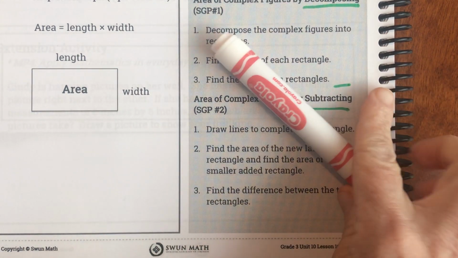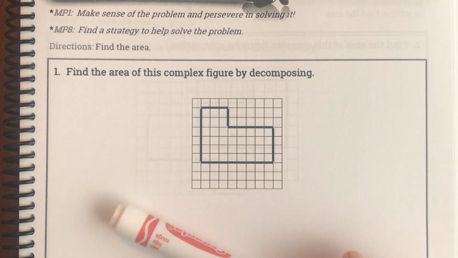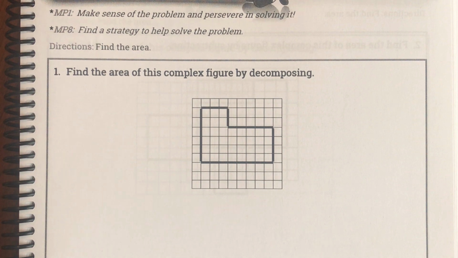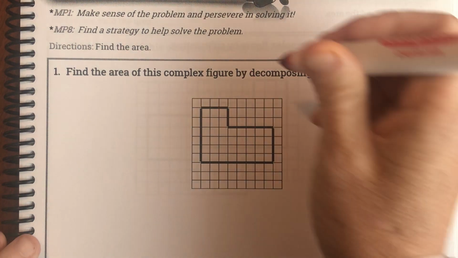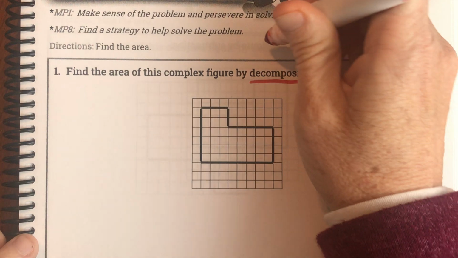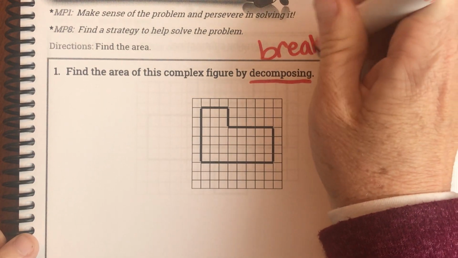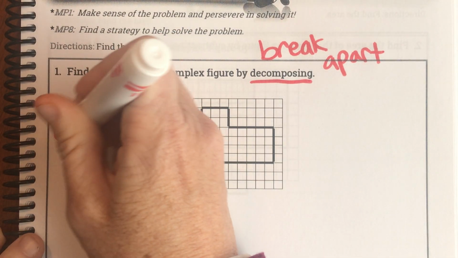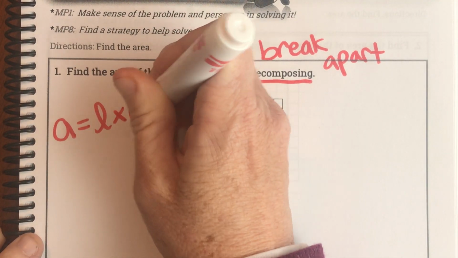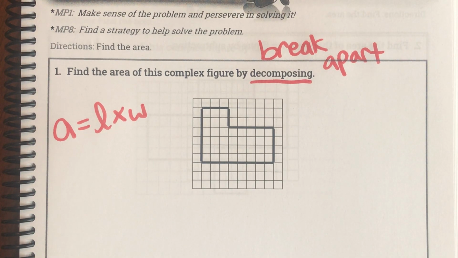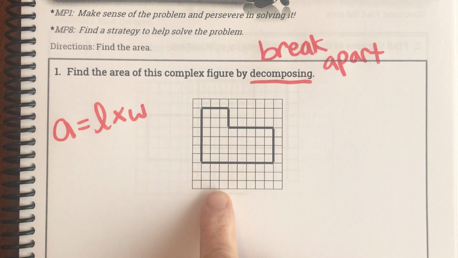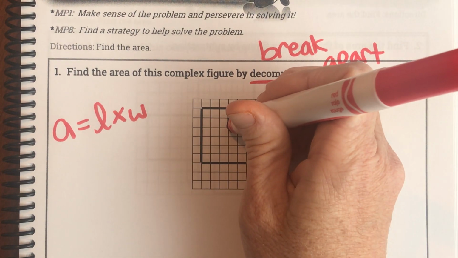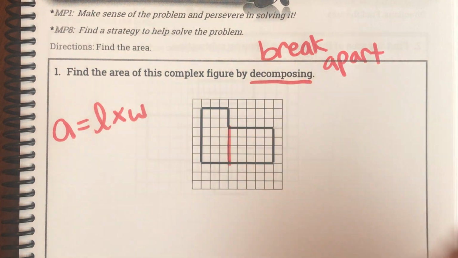Okay. So I'm going to grab my marker and let's look at my first one. Remember, you're just watching this. This one says find the area of this complex figure by decomposing. Decomposing means break apart. I like to always have my formula just so I can refer to it. So they want me to break apart this complex figure into rectangles. So I'm going to break it apart this way. I'm just going to break it right there.